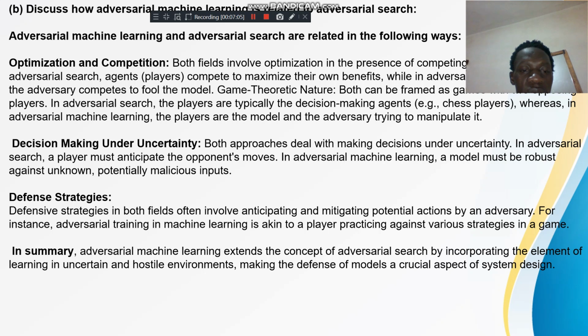In summary, adversarial machine learning extends the concept of adversarial search by incorporating the element of learning in an uncertain and hostile environment, making the defense of models crucial.